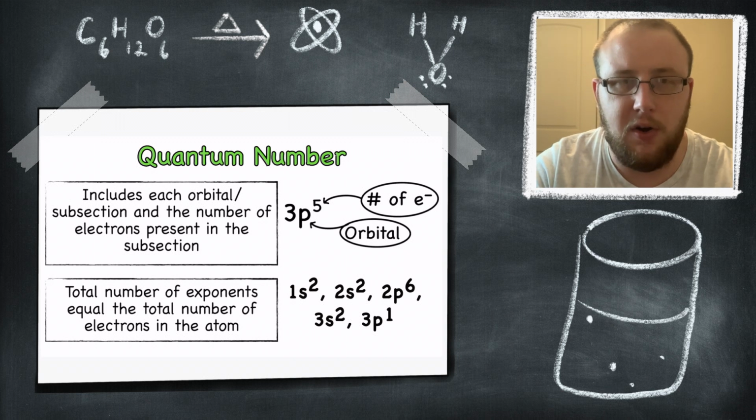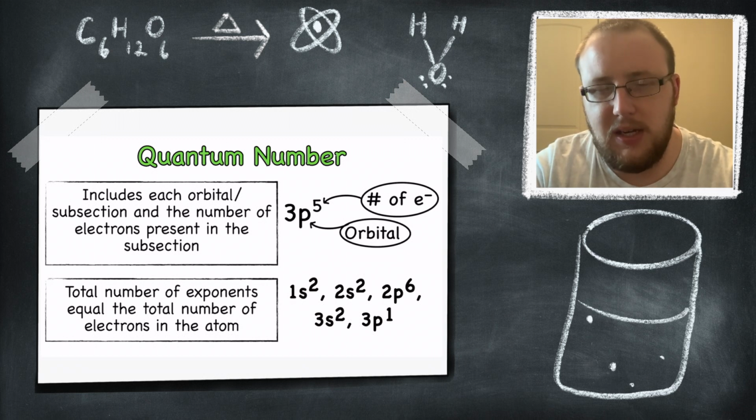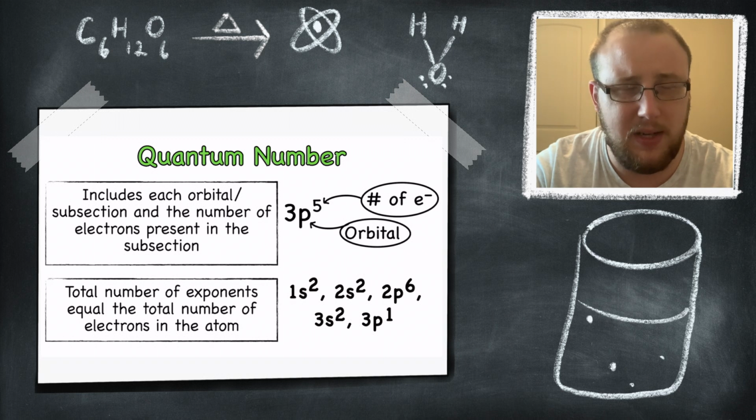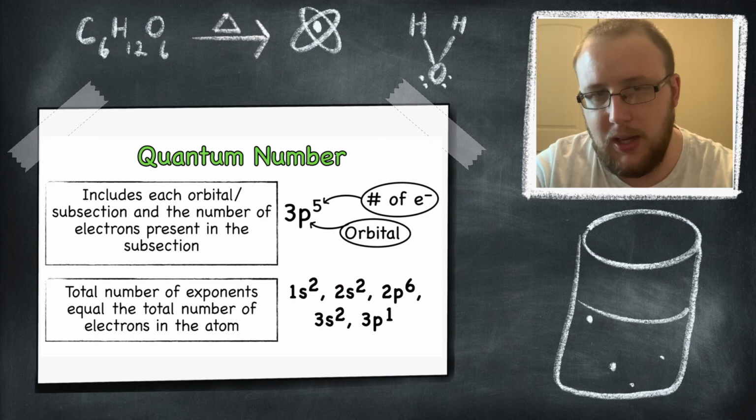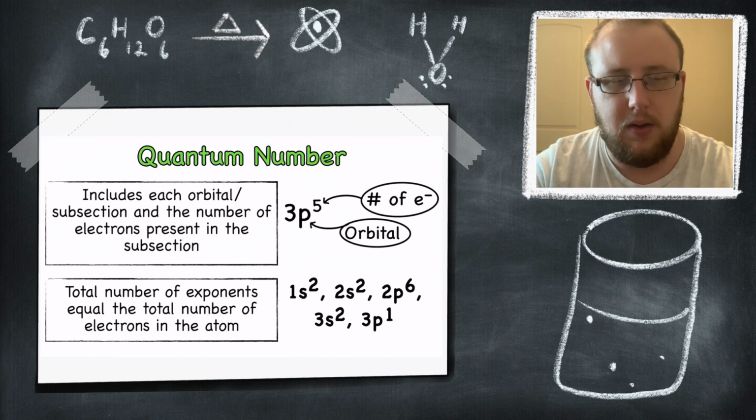That would give us our total quantum number as 1s2, 2s2, 2p6, 3s2, 3p1. Notice, here's a key hint. All of the numbers in the exponent equal the number of electrons in that element. So, if you add up all those numbers and it's not the number of electrons in that element, you've misdone something. You've either added too many electrons, or you've taken too many away, or you just need to keep going with it. Okay?